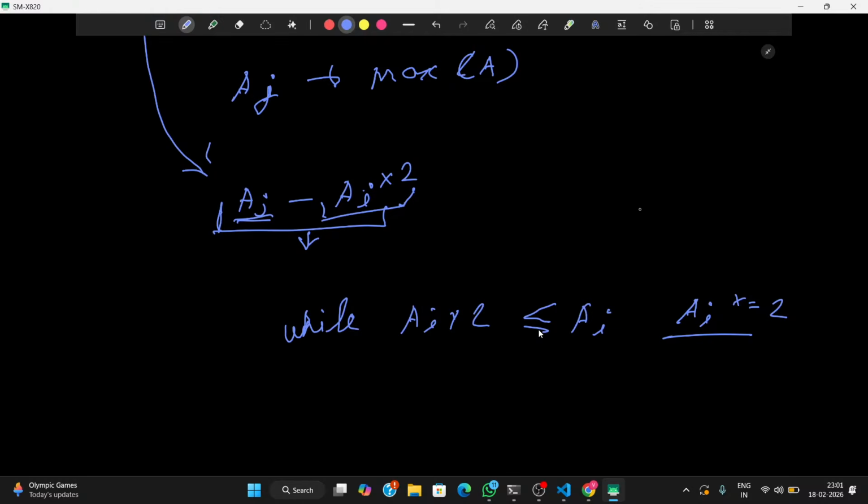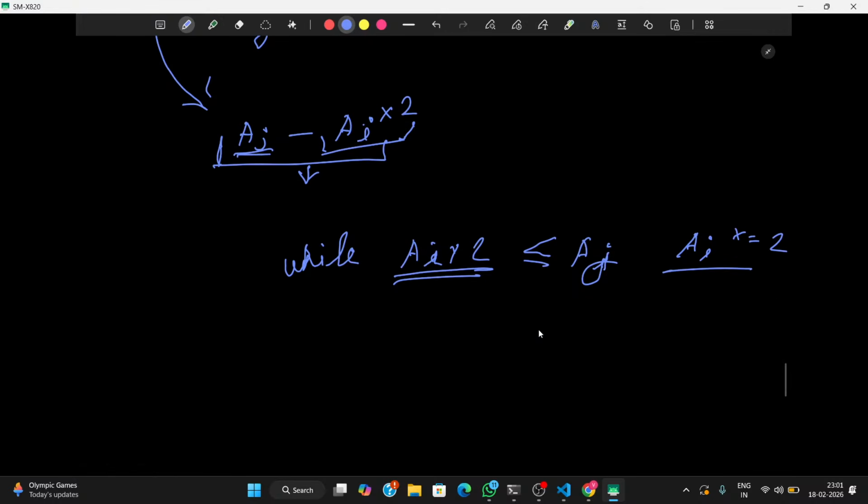Of course, you don't want to multiply 2 to the maximum element of the array, right? So while you can do this particular operation for any element of the array, you will simply do it, keeping it less than AJ, right? So while this thing is possible, you will do it.